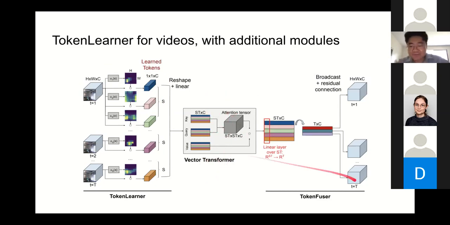It's a transformer. And after applying the transformer, we introduce something called the token fuser. The observation about TokenLearner is that once we tokenize, we have fewer tokens, which is obvious. However, if we have fewer tokens, we cannot really add a residual connection.